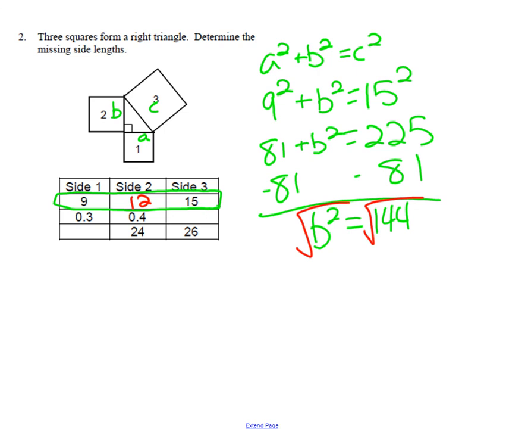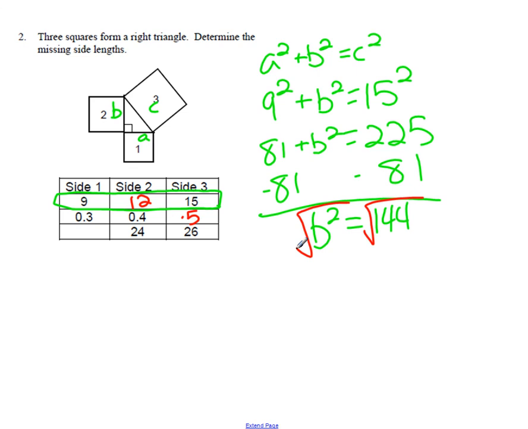Like some people are saying, again, this is a 3, 4, 5 triangle with a scale factor of 3. Okay? The next one, we could work that out, but there's decimals, and that's a pain. But if we look, it's 0.3, 0.4, 0.5, because again, it's a 3, 4, 5 triangle with a scale factor of 1/10.